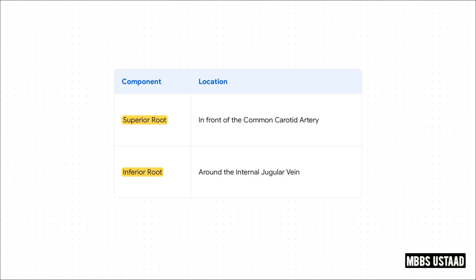And what's really cool is we can use these major vessels as landmarks to find the Ansa. The superior root runs right in front of the common carotid artery, which gives us this fantastic mnemonic, CS. C for common carotid, S for superior root. The inferior root, on the other hand, you'll typically find it looping around that massive internal jugular vein. So these vessels are basically our roadmaps.